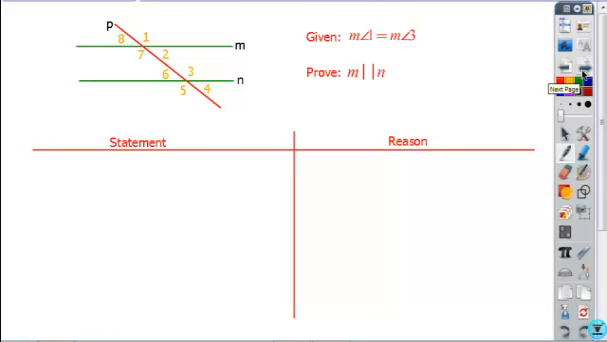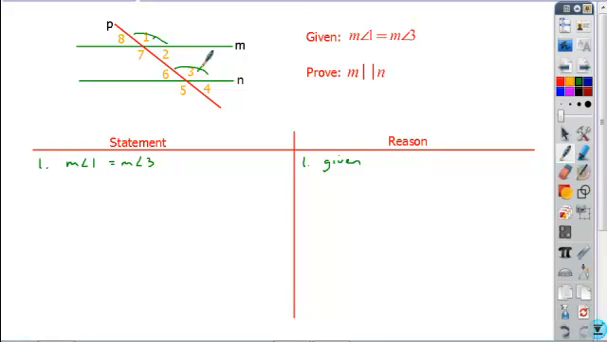Let's go through angles 1 and 3. What relationship or what category would those angles fall into? Angles 1 and 3 are on the same side of the transversal, one in the interior, one in the exterior. These are corresponding angles. So let's see what happens if corresponding angles are equal.